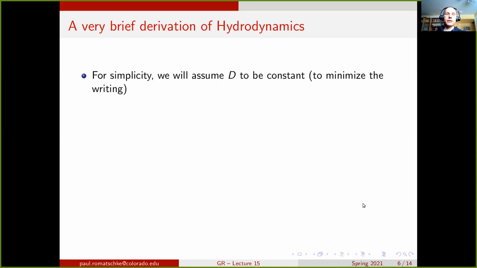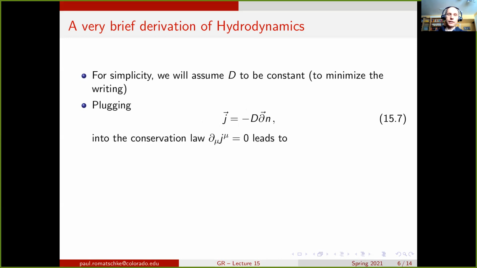I said that D can be, or will in general be, a function of n. To minimize the writing, I will from now on just assume that D is constant, simply because the equation that I get is much easier, but there's no reason that one has to make this assumption. If D is a constant and vector j is equal to minus D times the gradient of n, I can plug this into the conservation law. The conservation law is that the divergence of the current density is equal to 0, and that just leads to dt n equals D times the gradient squared of n.